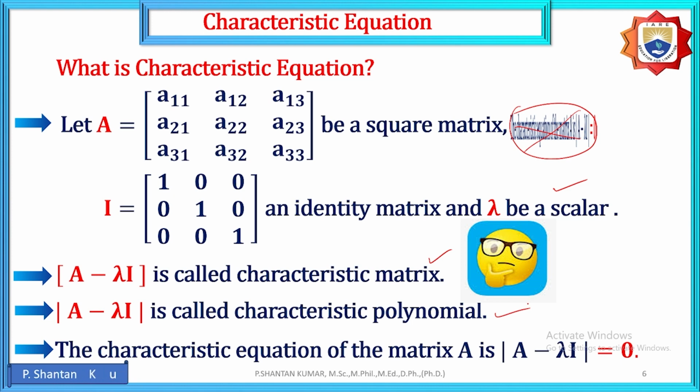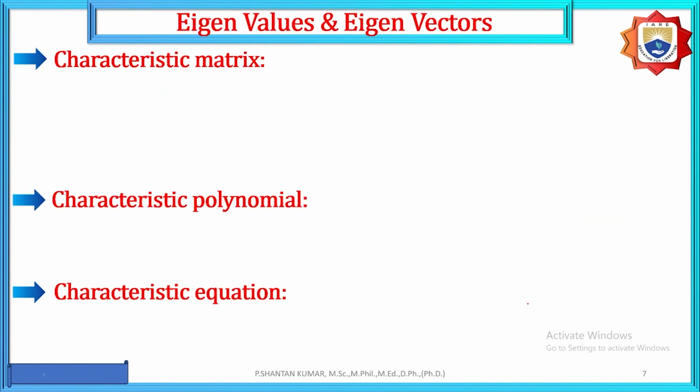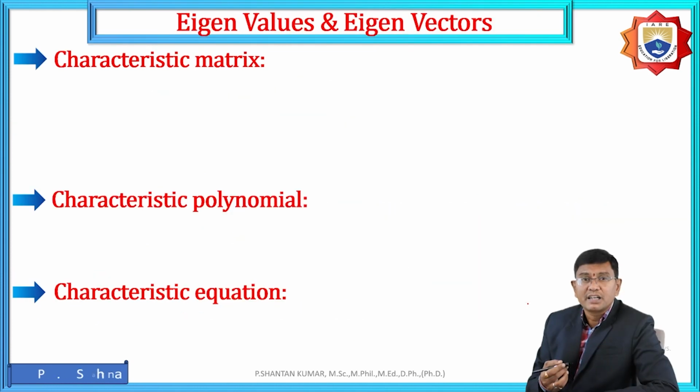These are interlinked one by one with the given matrix A, where lambda is a scalar and I is the identity matrix. With the help of that, first we need to find the characteristic matrix, the characteristic polynomial, and the characteristic equation. The matrix obtained is the characteristic matrix, and the determinant polynomial is the characteristic polynomial. Equating that to 0 gives the characteristic equation. With the help of this, we further find the eigenvalues and eigenvectors.